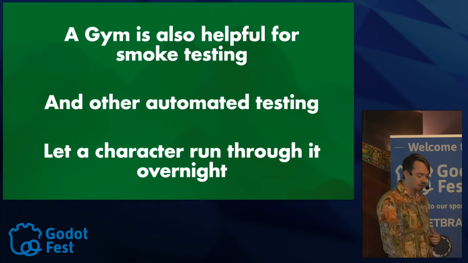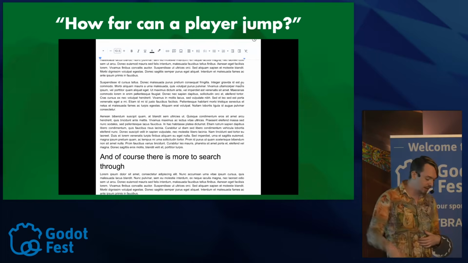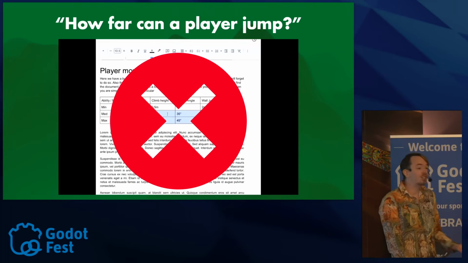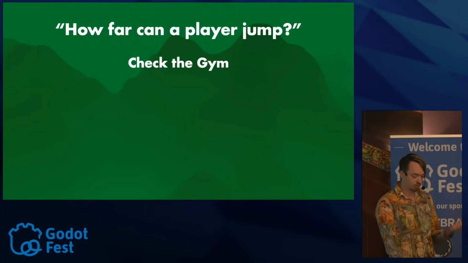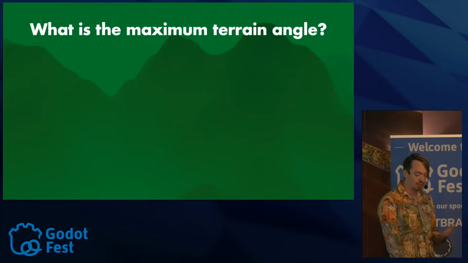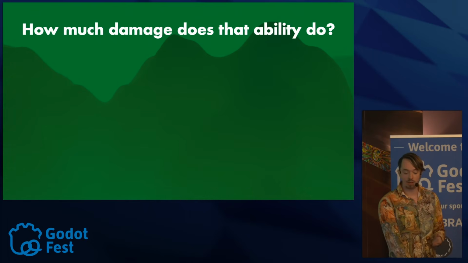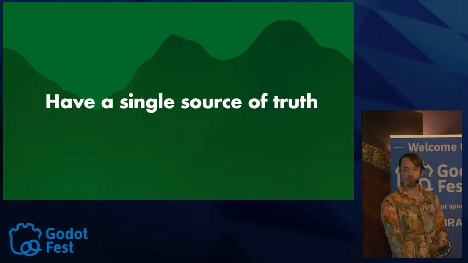So when someone asks, how far can a player jump? Instead of some really big documents, where you have to find some table in there, ugh, terrible. Instead, you check the gym and you instantly have the information you need. How far can a player jump? Check the gym and you find it. What is the maximum terrain angle? Check the gym, you have your answer. How much damage does that ability do? Check the gym, and there's your answer. You have a single source of truth.